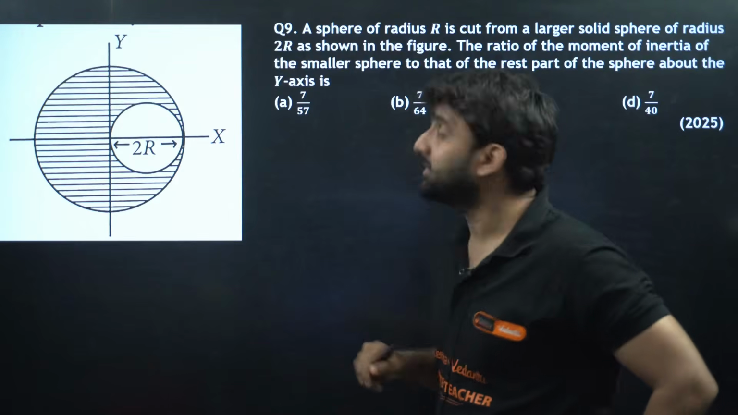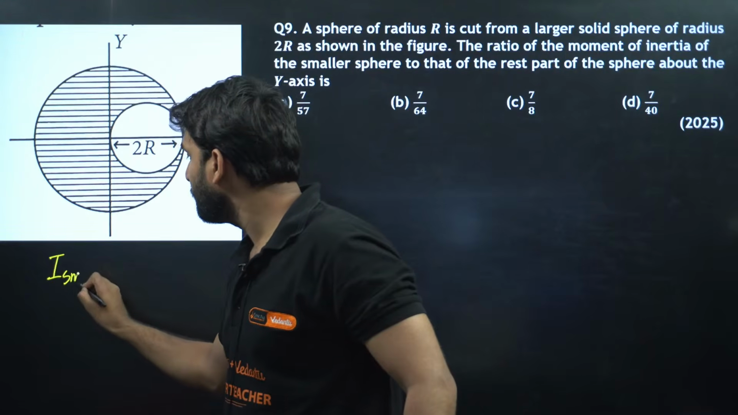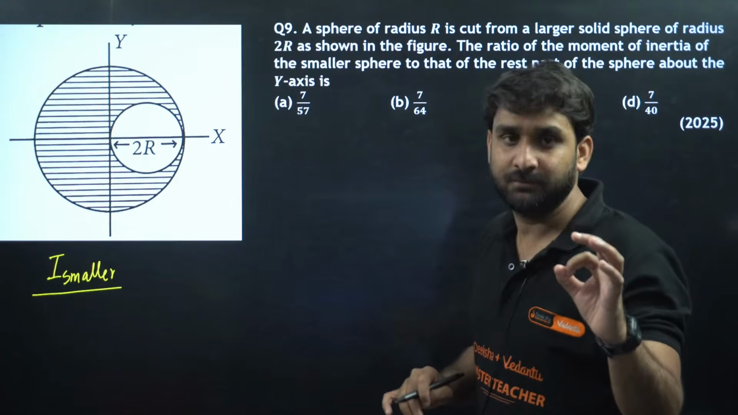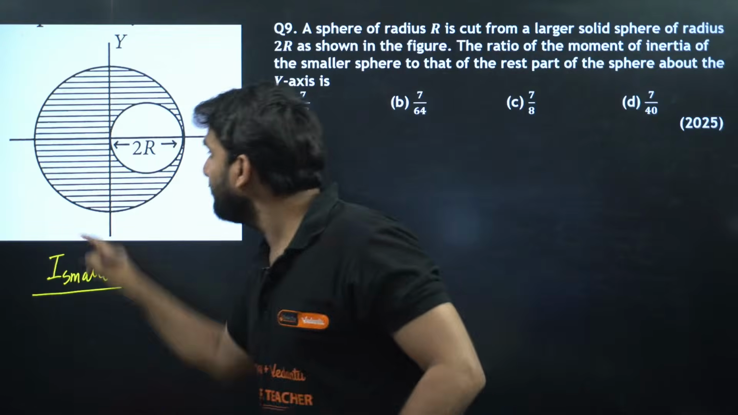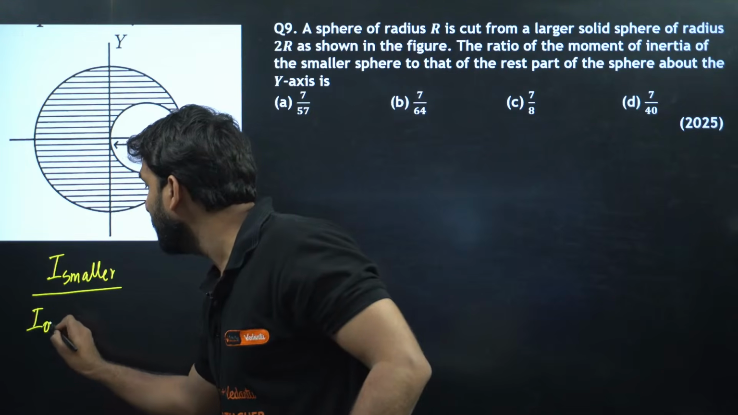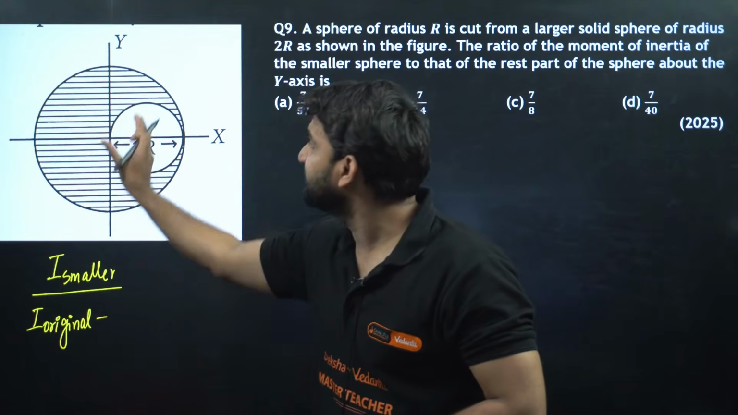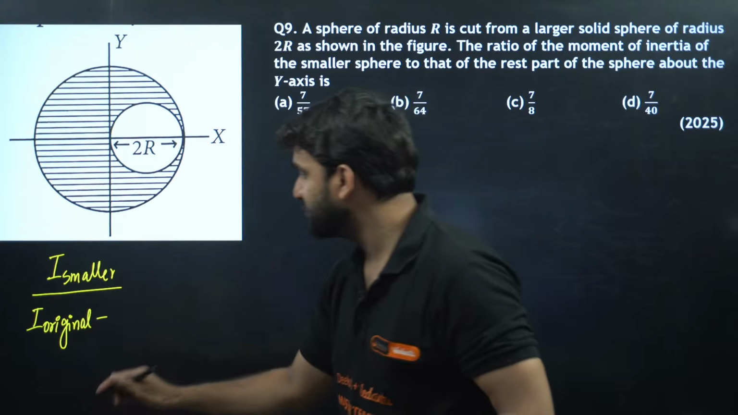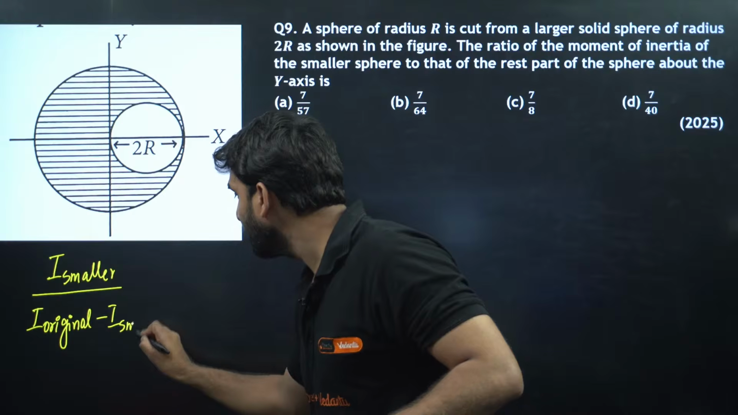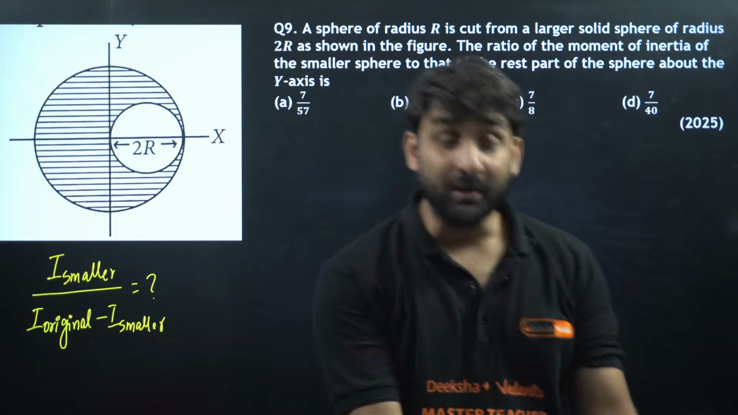Very good question. In this question, we have to find the ratio of the moment of inertia of the smaller sphere, I smaller, divided by the moment of inertia of the remaining part, the rest part. I have already told you the formula: the moment of inertia of the rest part will be I original, before removing anything, minus I of the removed part, which is the smaller part. So in this question, we have to find this ratio. I hope you have understood the question.